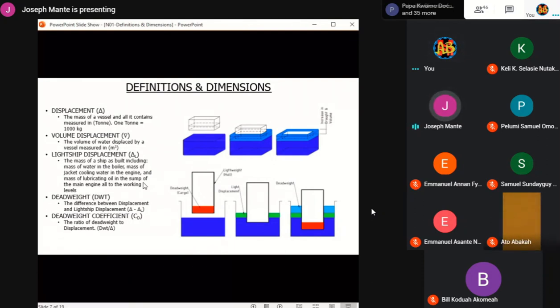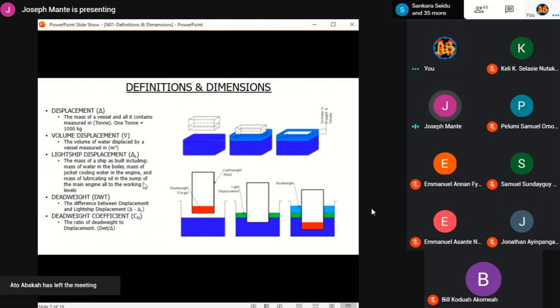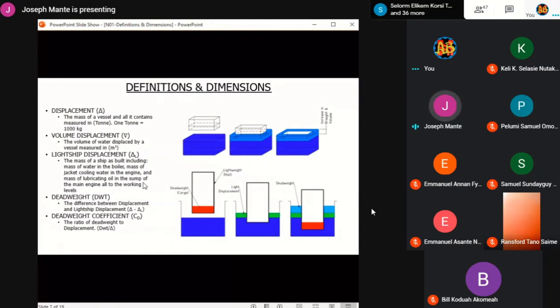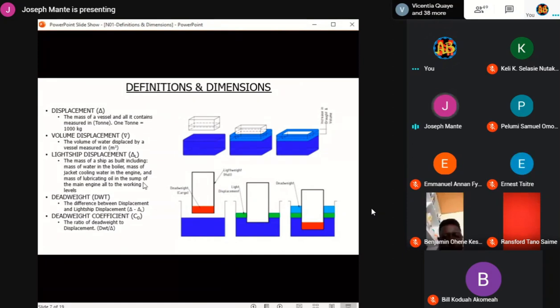When the vessel is in its environment, for instance in the sea, it displaces certain water. For instance, when you take a stone and put it in a jar of water, the stone will displace some water. If the jar is full of water and you put the stone in it, you realize that some of the water will pour out. That means you have displaced some water. Then you can weigh this water and know the weight of the displaced water that has been put out. So we are saying that displacement is the mass of a vessel and all it contains, measured in tons.